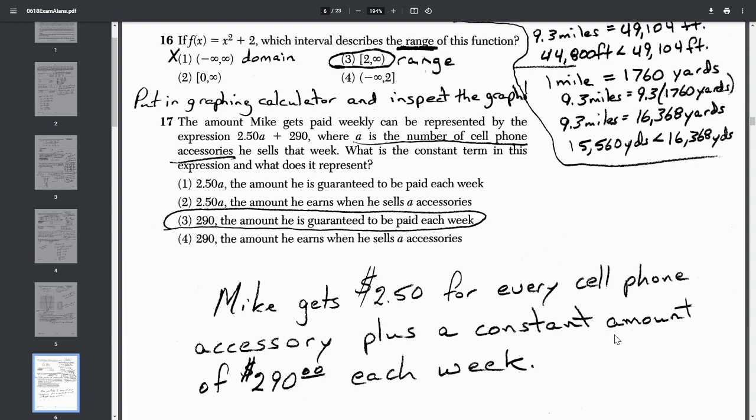And what does it mean if we're adding 290 to 2.50a? Well, 2.50a is going to represent something that might change in this problem, like how many hours he works, or in this case, the number of cell phone accessories he sells. So the opposite of that, adding a flat 290, would be something that never changes, like in this case, choice 3, the amount he is guaranteed to be paid each week. So number 17 is choice 3.